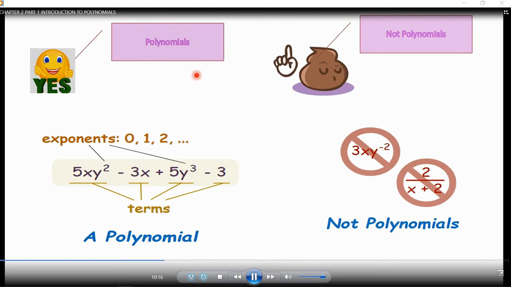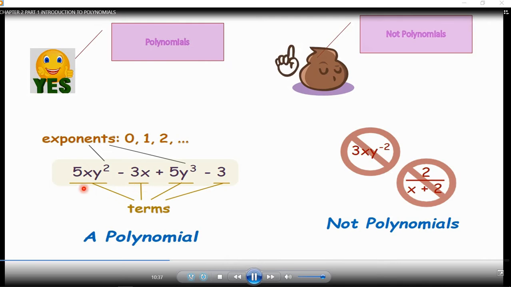Here we need to recall the definition of polynomials to separate a polynomial from not a polynomial. So first, what is a polynomial? It is made up of terms. Here you can see there are 4 terms. How did we understand there are 4 terms?